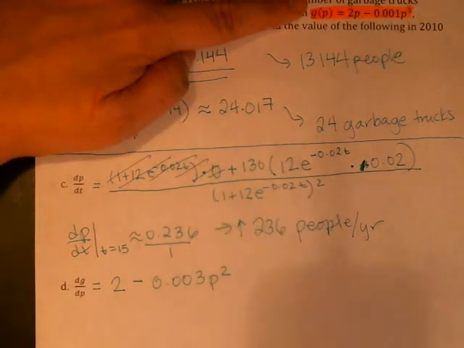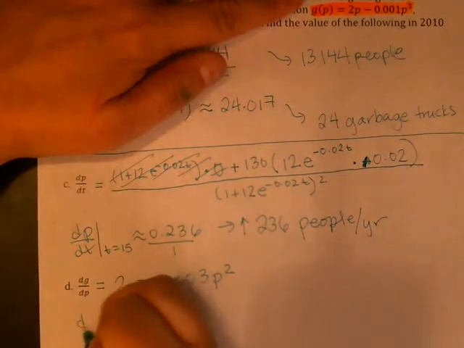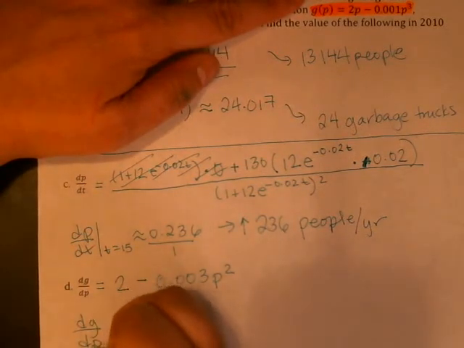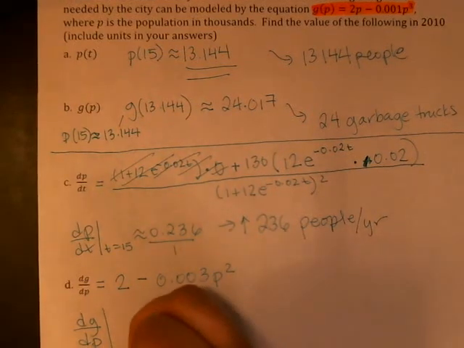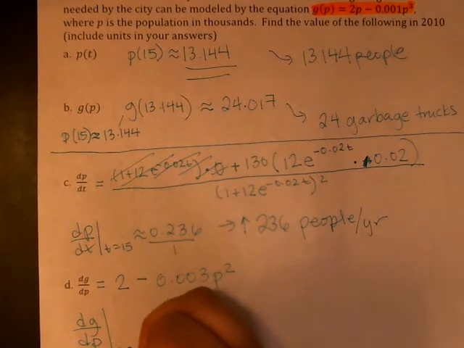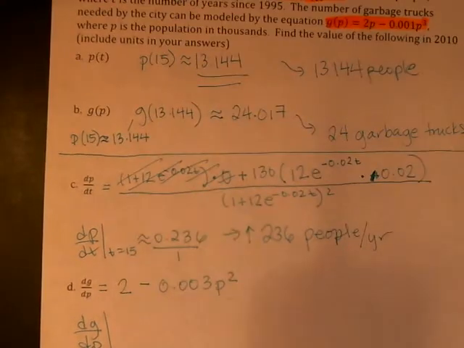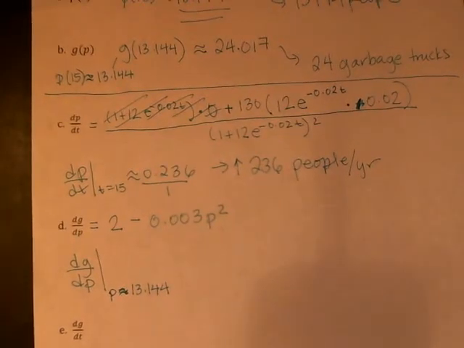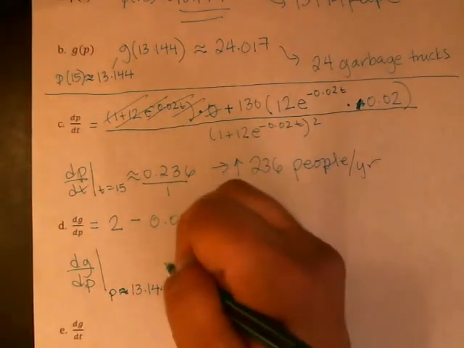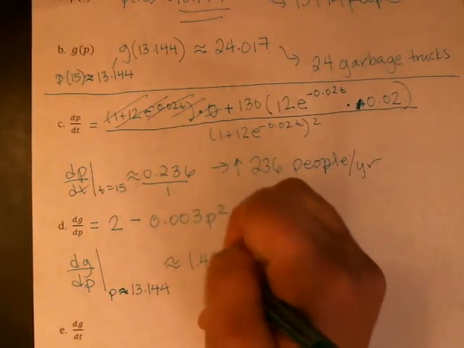0.003P squared. If we want to figure out the value of this in 2010, notice this is a function of P, so we would have to plug in the population in 2010. So this is when P is approximately equal to 13.144, back to that thing we found at the very beginning. Sorry if you couldn't see that. And when I did that, I got about 1.48.